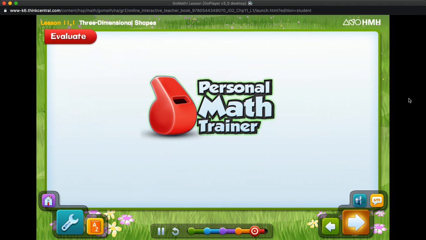Now try your homework on your own with the personal math trainer. It includes the exercise you saw at the beginning of the lesson. Okay, so I think that we are good to go and log on to Think Central and complete the assignment for 11.1. I think they gave us some really good examples of the different three-dimensional shapes and different objects that go with those three-dimensional shapes. So log on to Think Central and complete that assignment for 11.1.